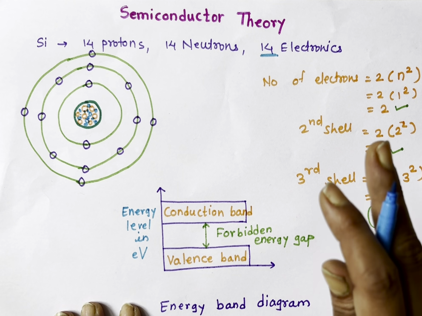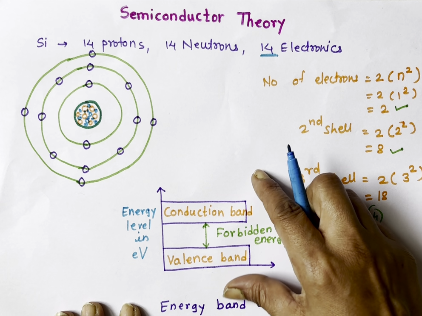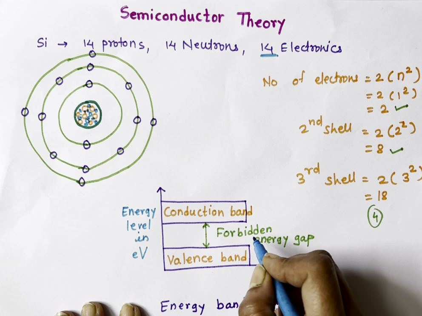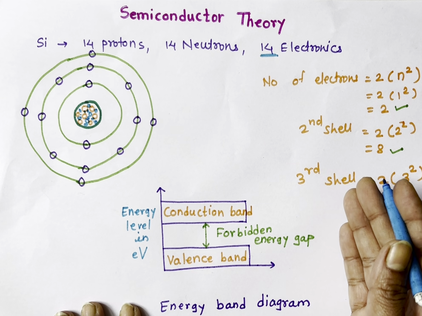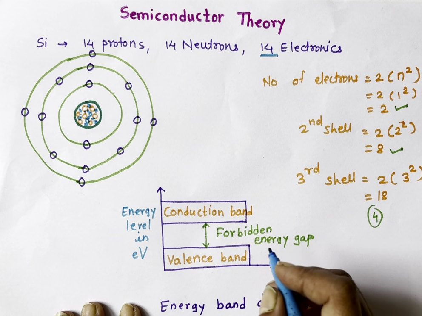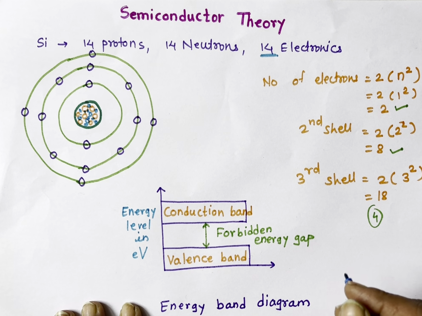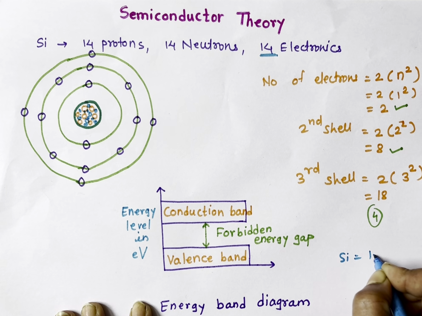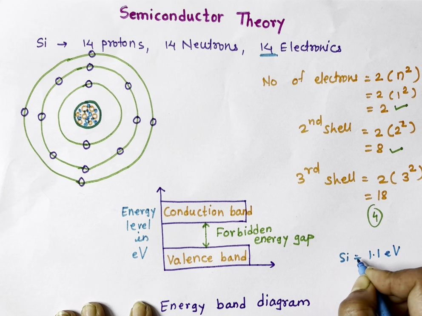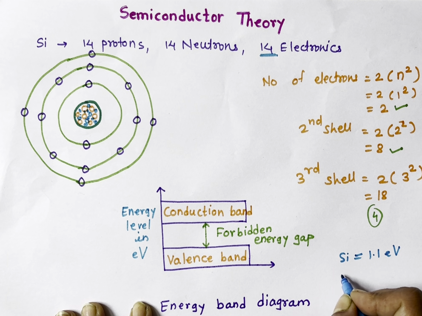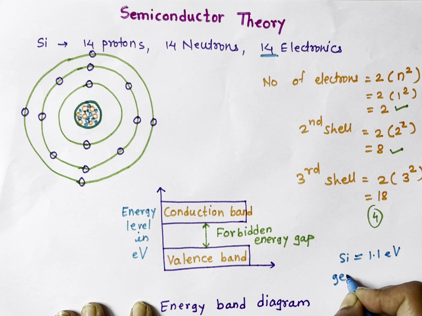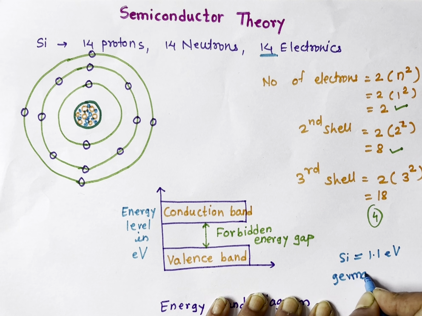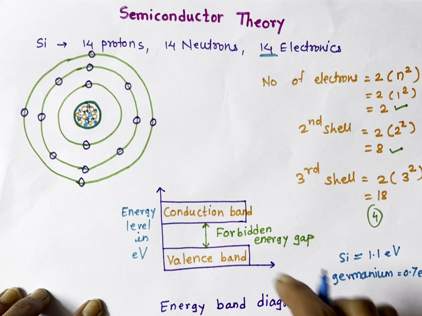Whereas in case of insulators, this gap is very large. It can be like 5 to 10 electron volt. Whereas for semiconductors, this gap is small. It is about 1.1 electron volt for silicon, and for germanium it is 0.7 electron volt. And what does 1 electron volt mean?